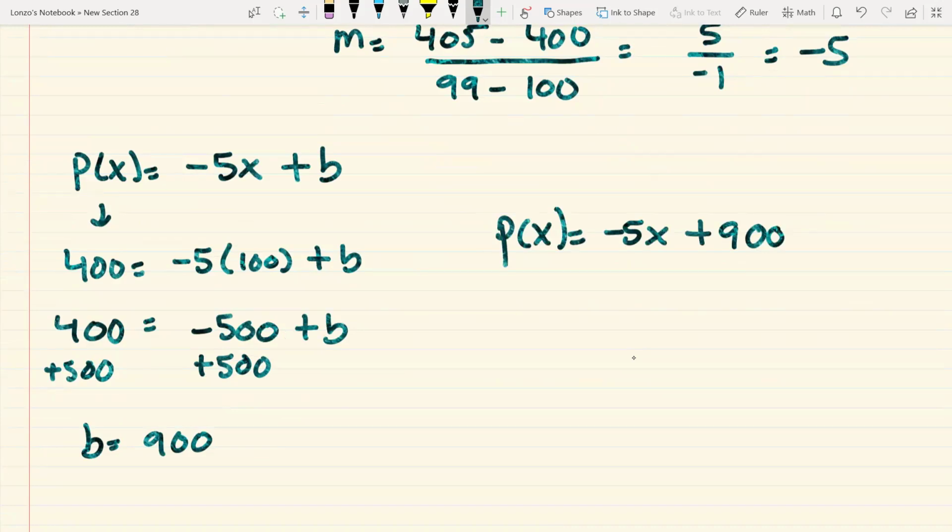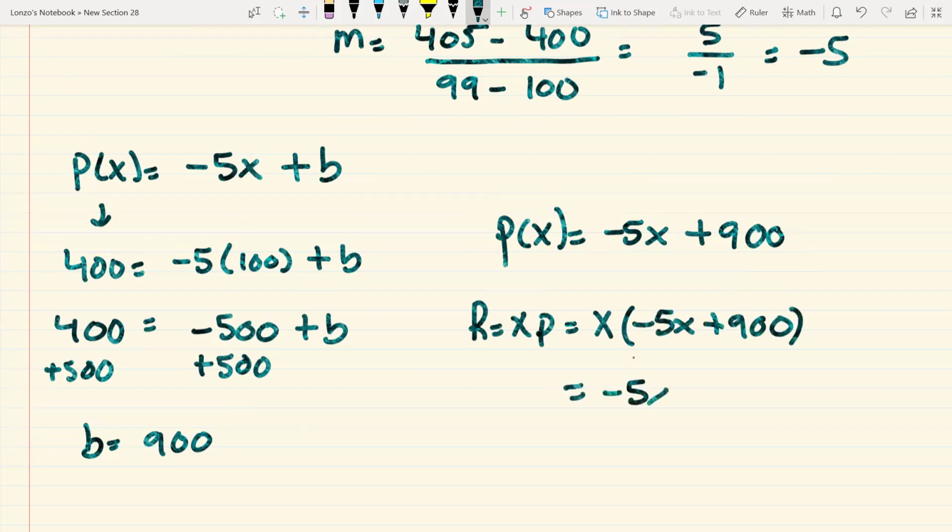So we found the demand function. Now let's find our revenue function. How do you find revenue? Revenue equals x times p. So it's going to be x times your demand function, which is this whole thing. That would be negative 5x squared plus 900x. So this is your revenue function.